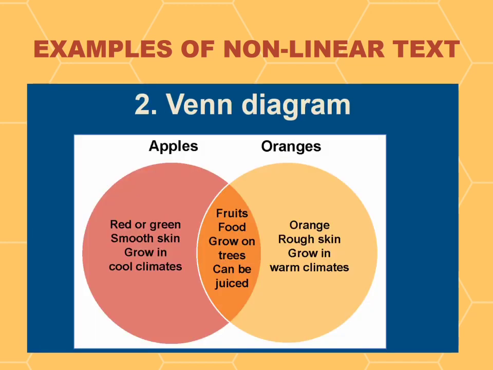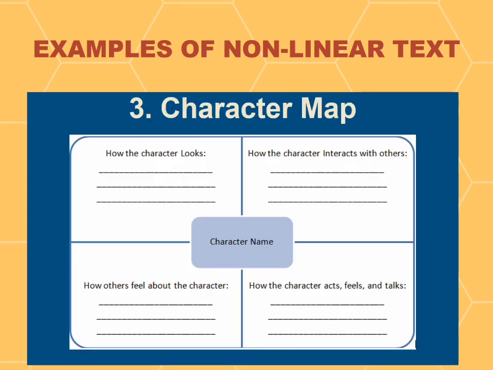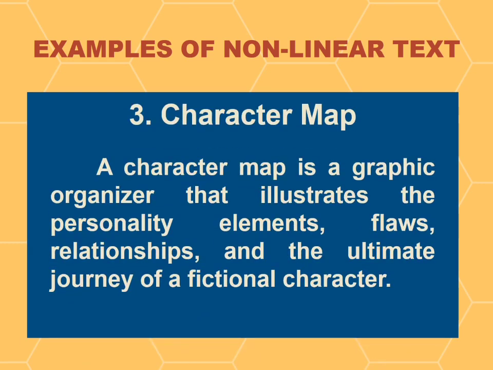Venn diagram. A Venn diagram uses overlapping shapes, usually circles, to show or represent the similarities and differences between two or more items or concepts. Character map. A character map is a graphic organizer that illustrates the personality elements, flaws, relationships, and the ultimate journey of a fictional character.